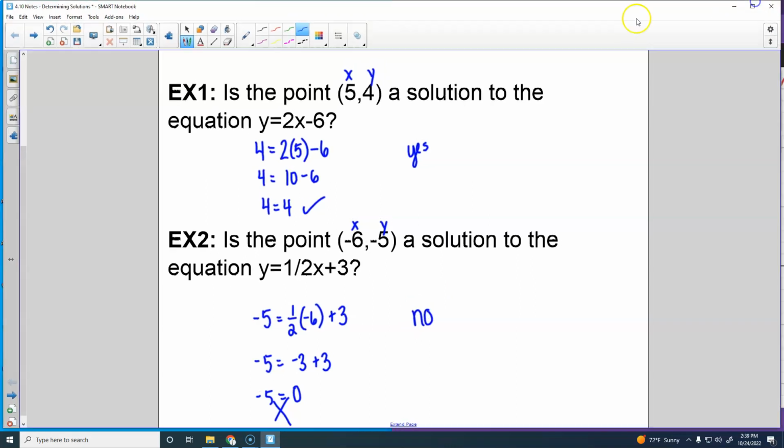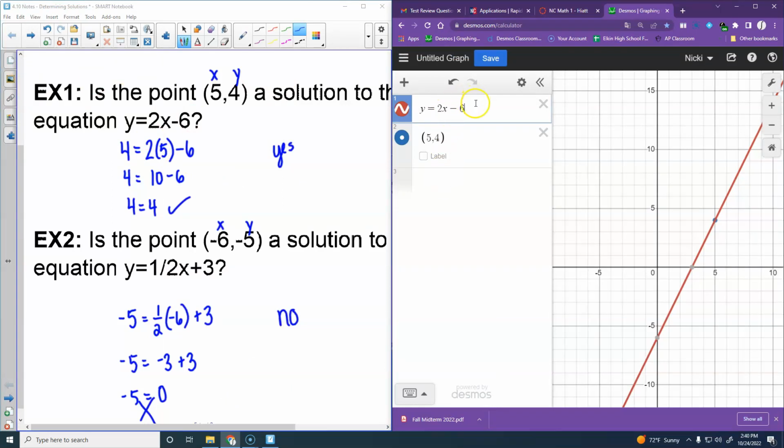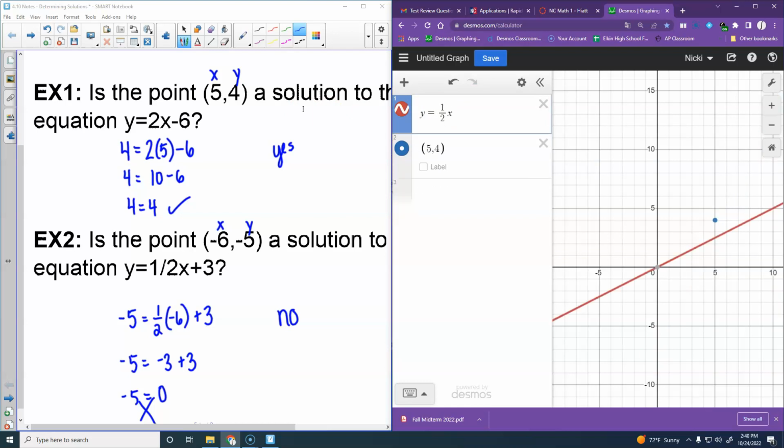If we want to think about what that looks like on the graph, I'm just graphing these on Desmos for the sake of time. If I graph, there's my line. If I graph (-6, -5), oops, that's not right. (-6, -5), you can see there's the point. It is not on the graph. Okay, questions?